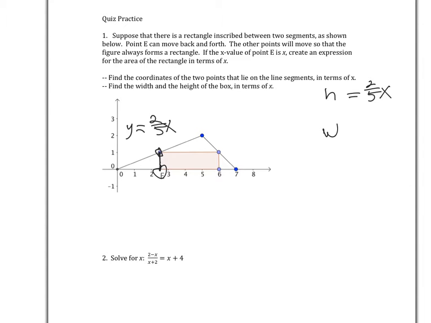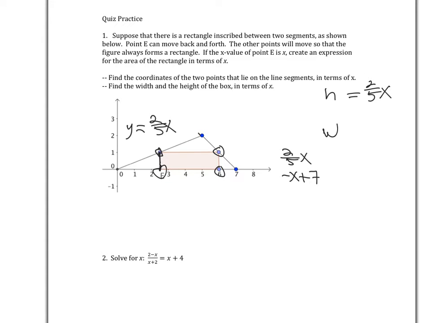All right, now to figure out the width of the box, we need this x-coordinate, which means if we get this x-coordinate, we can determine it. Well, this point has the same y-coordinate as our point over here, so it has the y-coordinate of 2/5 x. We also know that it lies on this line, which has a slope of -1 and a y-intercept of +7. So it's going to have an equation of -x plus 7.